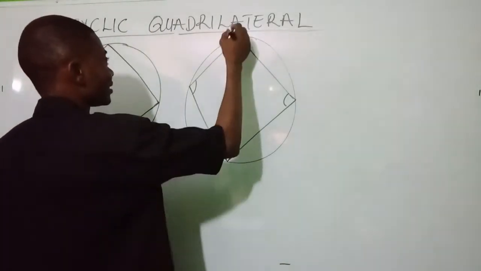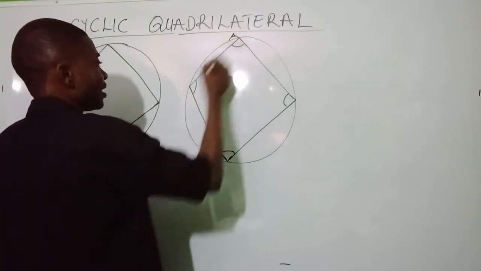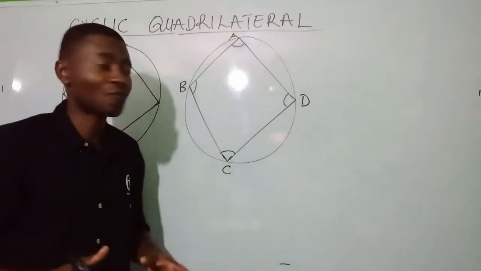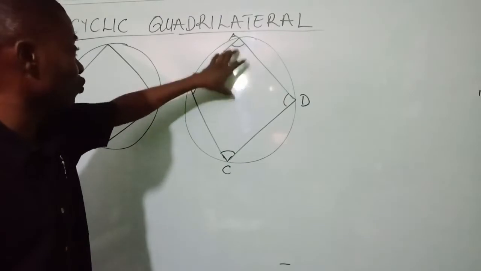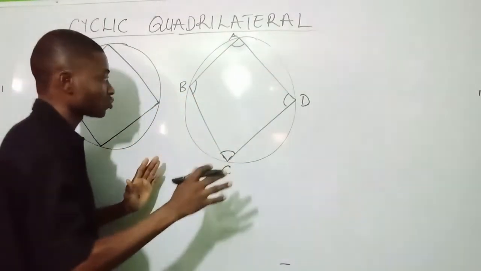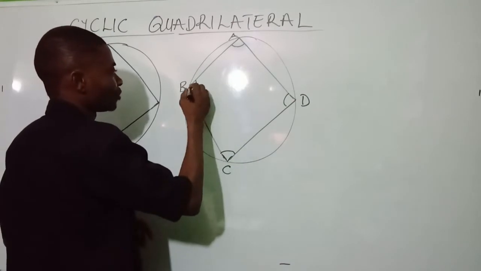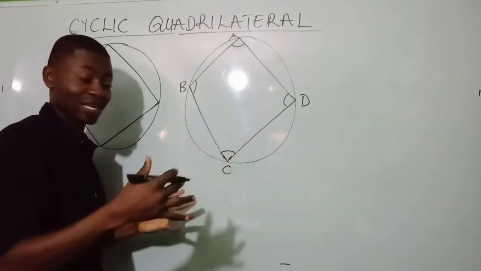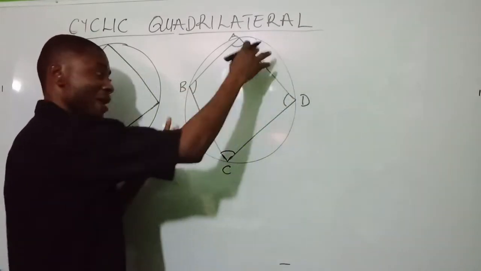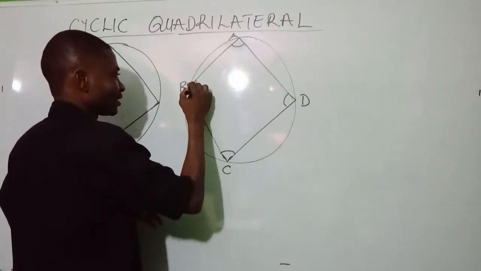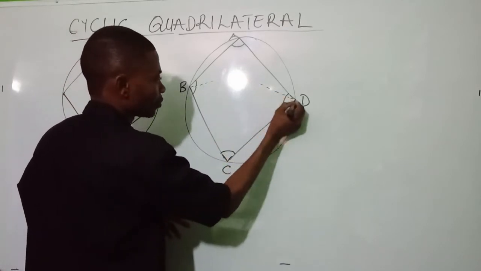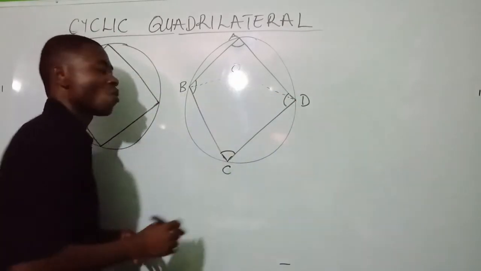So now let's label them. Let's say this is A, B, C, D. Now to prove that the sum of the two opposite angles of a cyclic quadrilateral is equal to 180 degrees, I need to do something here. I'm going to do a construction. Let's say this is the center. Please don't mind my shape. It's supposed to be the center, so I'm going to have something like this. Good. So this is the center O.